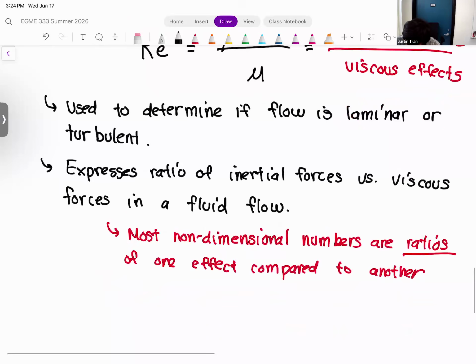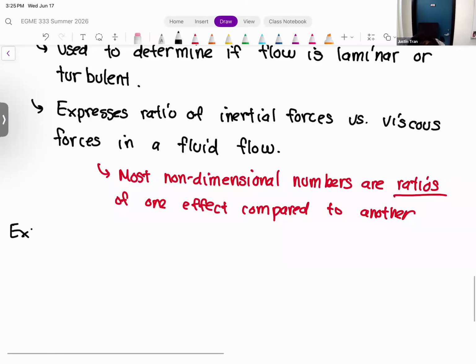So, for example, let's say we have a Reynolds number of 1,000. Which is very common. It's not that hard to get a Reynolds number of 1,000. So one way we can interpret this is that for a flow with a Reynolds number of 1,000, the inertial effects, the effects that have to do with inertia, so that's velocity, momentum, density, things like that, are 1,000 times as strong as any of the viscous forces in the flow.